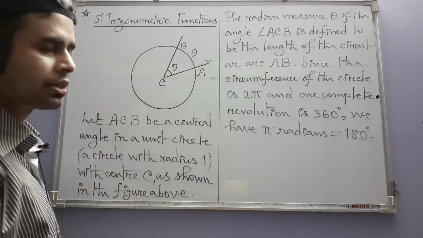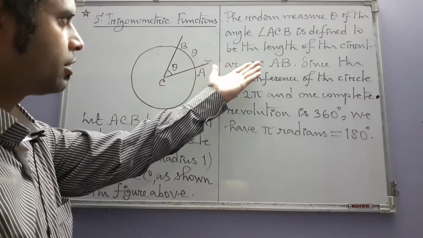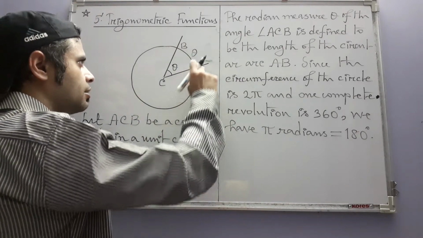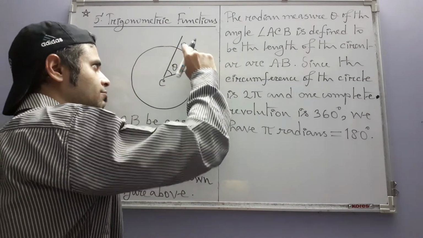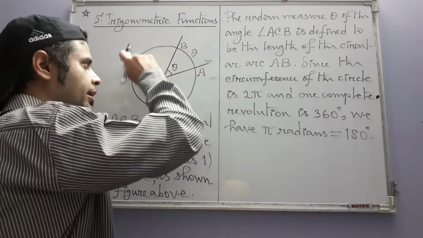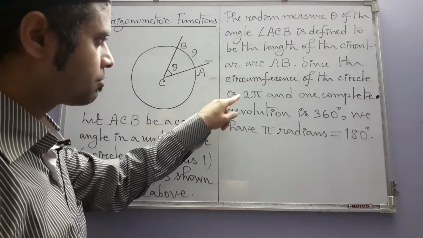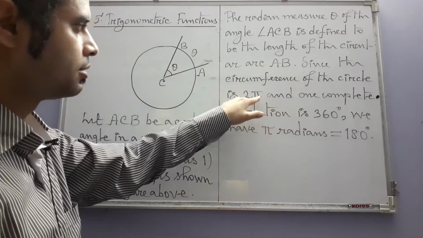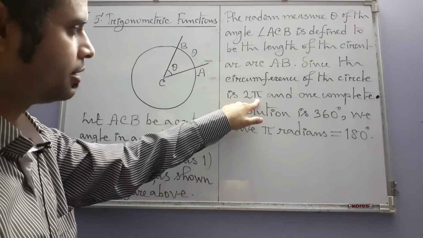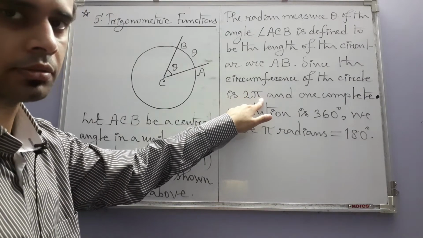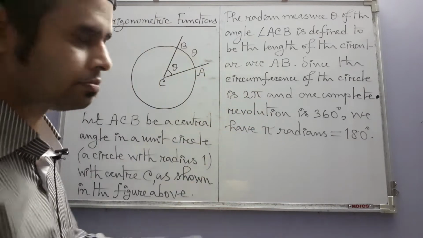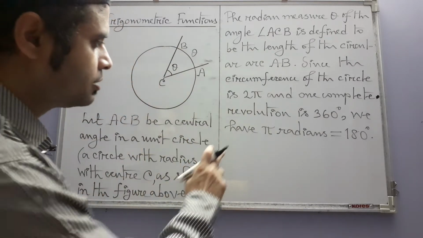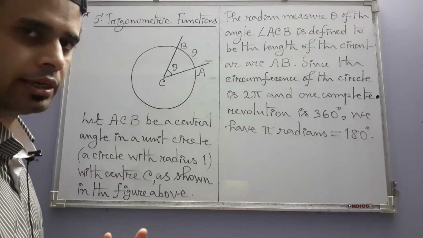But in radian measure, what will that be? According to the way we have defined the radian measure, the radian measure is the length of this arc. In that case it will be the length of the entire circle. So that's why we are considering the circumference. So 360 degrees measures the same angle as 2 pi radians, one complete revolution. So that is why 2 pi radians is equal to 360 degrees, or equivalently pi radians is 180 degrees.